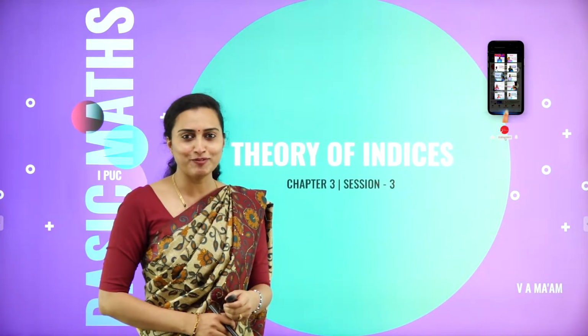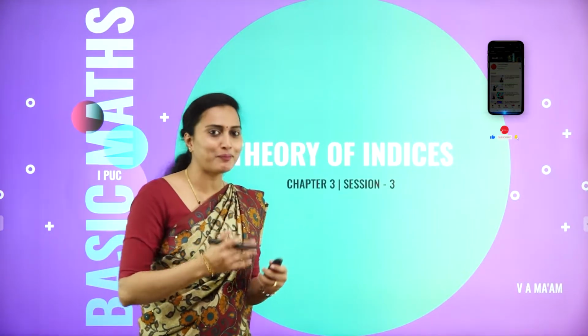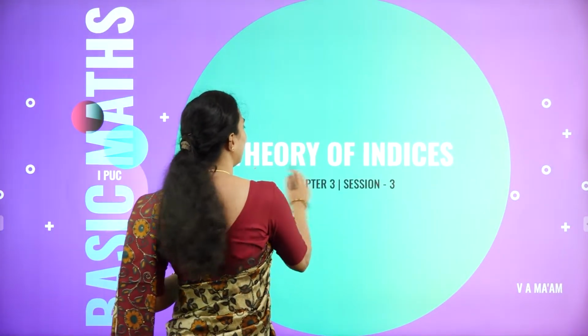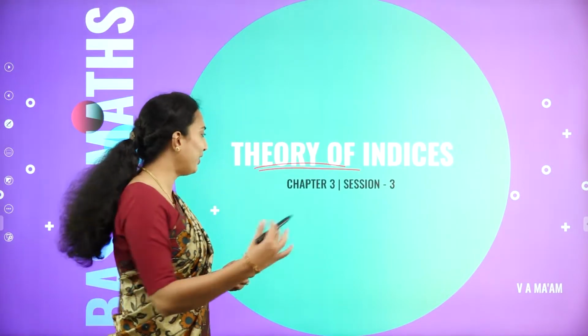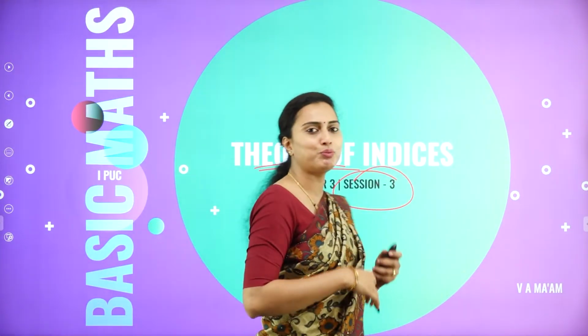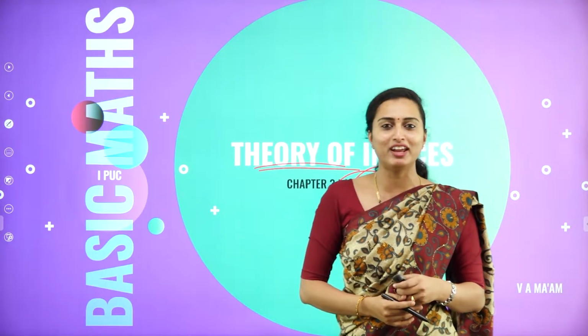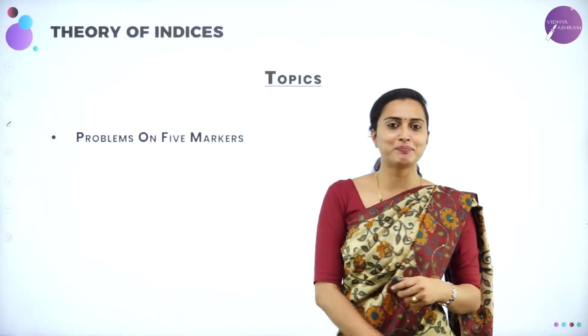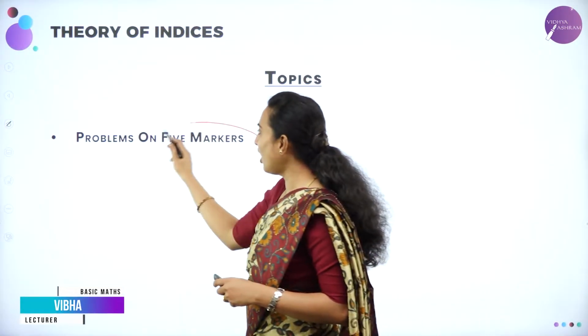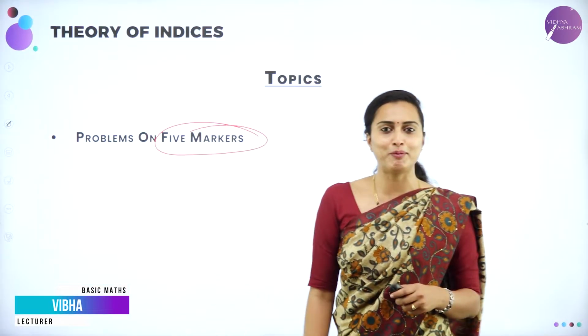In the last session, we learnt about solving the problems on 3 markers based on the theory of indices. Now this will be our session 3, which will be the last session, solving the 5 marker problems. So let us solve now what will be the 5 marker problems.